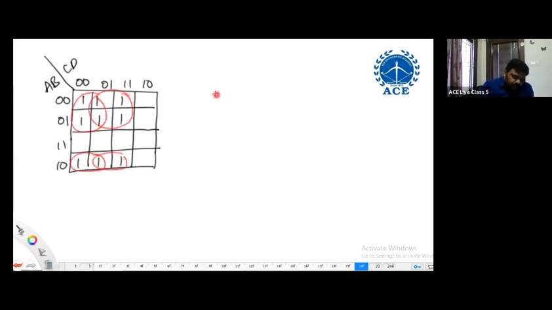What do we get? See, A bar C bar plus A bar D plus A B bar C bar plus A B bar D. A B bar C bar plus A B bar D. Then, is this functionally correct or not? Correct. It is correct. How?